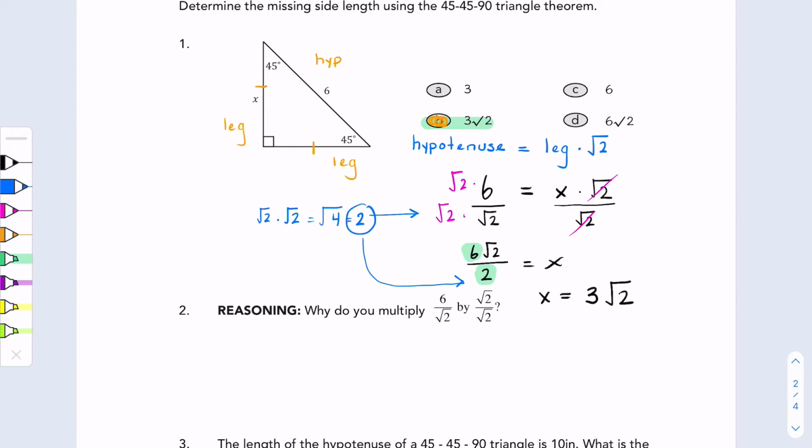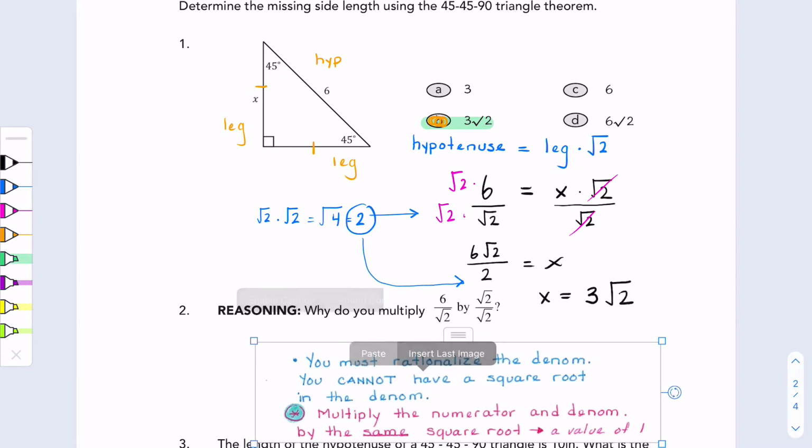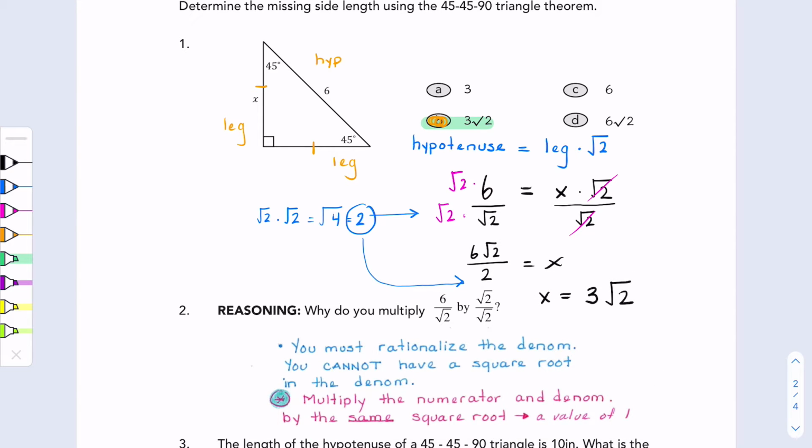So part 2 says, why do you multiply 6 over the square root of 2 by the square root of 2 over the square root of 2, which is this step right here? So why did we do this? That's what they're asking in this question. And I briefly jotted a note down, and I just said you must rationalize the denominator.